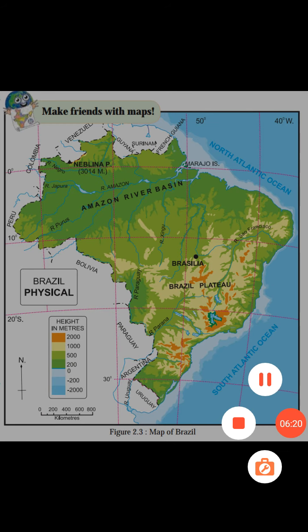Now students, open figure number 2.3 in your textbook, the map of Brazil. You have to answer the following questions about the location and extent with the help of figure 2.3. Okay, the map of Brazil. So students, let's see the questions, as already given in your textbook.